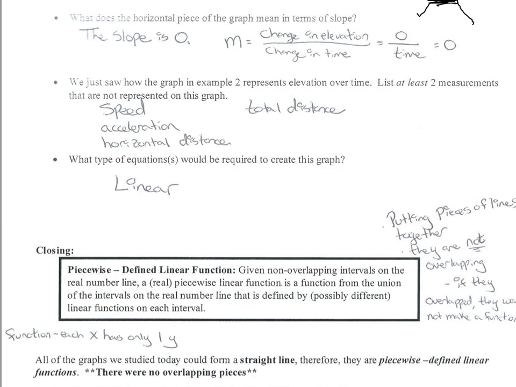What are two measurements that are not represented in this graph? Speed. How fast is the person going? How quickly are they speeding up or slowing down? That's acceleration. How far did they go? Horizontal distance, total distance. And there's other things as well you might be able to come up with. You only needed 2. What type of equation would be required to create this graph? Linear. Linear are straight lines, and if we go back to your graph, we drew all straight lines. So you would need linear equations to create the graph.